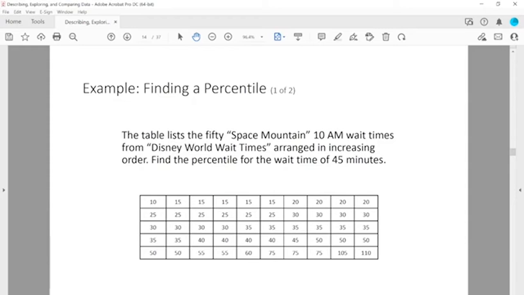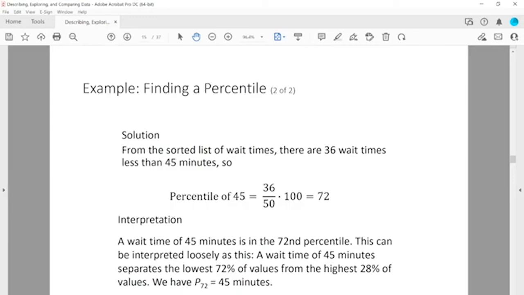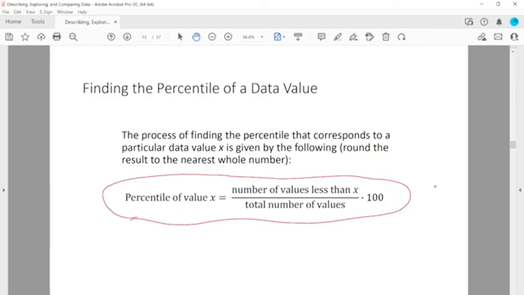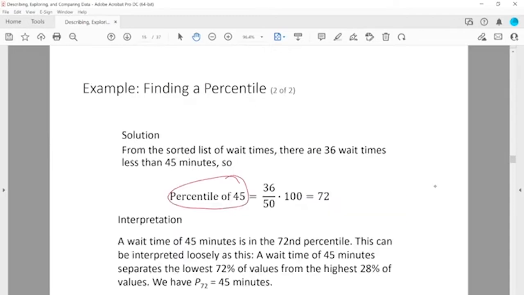As you can see here, the 45 minutes is here, and there are 10, 20, 30, 31, 32, 33, 34, 35, 36 data. So there are 36 data less than 45. We can find the percentile of 45 by using the formula: number of values less than 45, which is 36, divided by the total number of data, times 100. That gives you 72. So the percentile for 45 is 72.